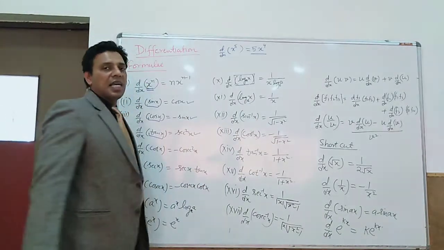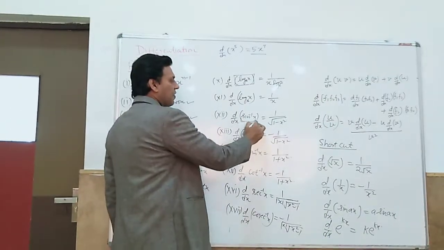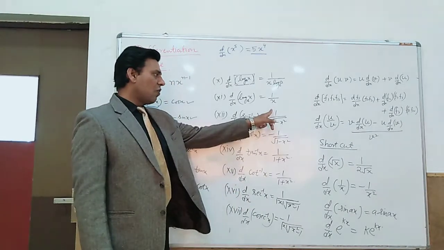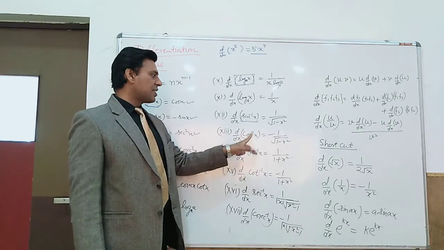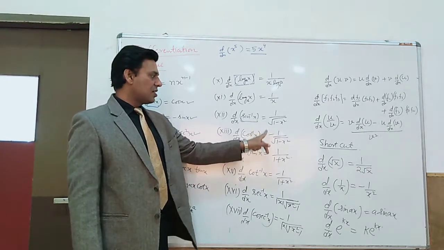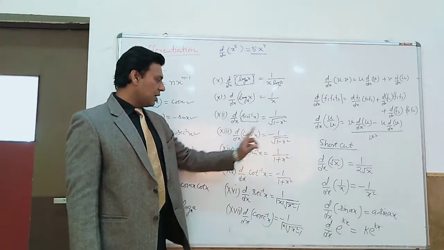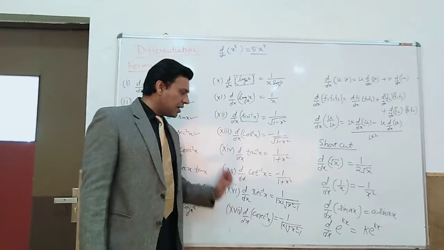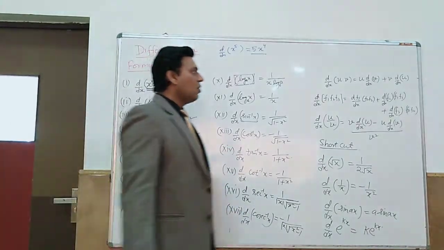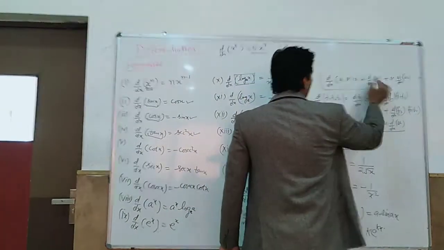Now come to the inverse trigonometric functions. The differentiation of sin inverse x is 1 upon under root 1 minus x square, and the differentiation of cos inverse x is just minus of this. This is the strategy to remember. Now the differentiation of tan inverse and cot inverse, sec inverse and cosec inverse x. Now you will have to use this formula.